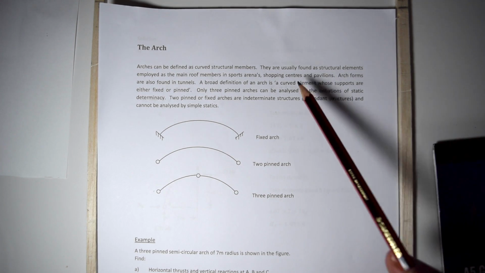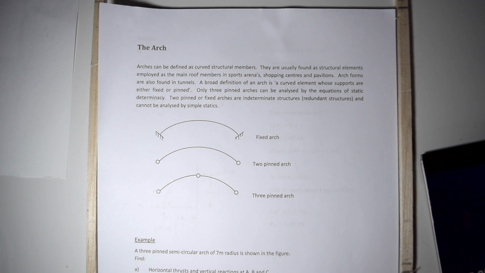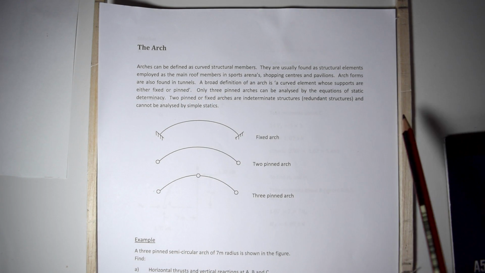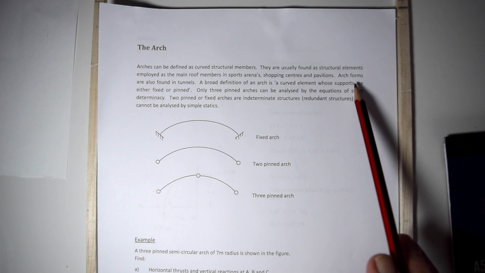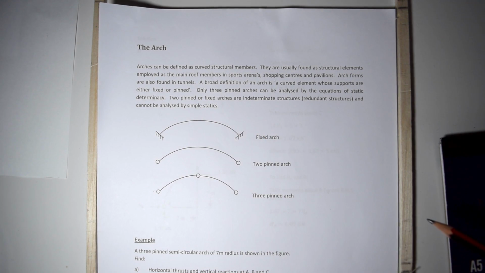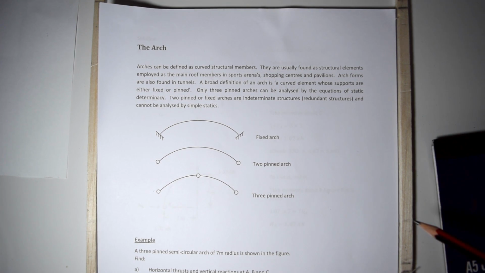But arches can be defined as curved structural members. They're usually found today in structural elements employed as main roof members, sports arenas, shopping centres and pavilions. Arch forms are also found in tunnels, and if any of you have driven around the tunnels around Brisbane, you'll know what I mean. Those are arches. Those precast concrete sections that have been put in there are actually arches.